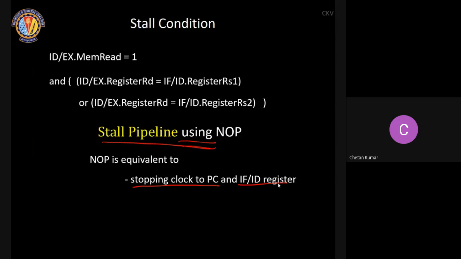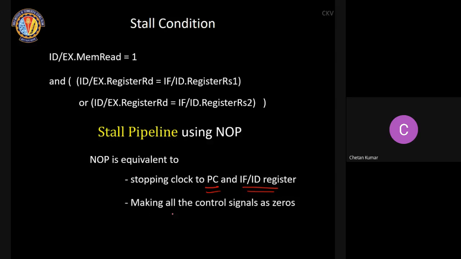Okay. So when you want the pipeline register to not change, whenever I said that add instruction will remain in that pipeline register only, that basically means that this register should not change. So there is some input data available, but the output data should remain as it is. So in that case, what you do, you basically stop the clock. Okay, so that is one thing. So you have to stop the clock for PC and IF/ID register, and you have to make all the control signals for that NOP instruction that you are adding in the middle as zeros.